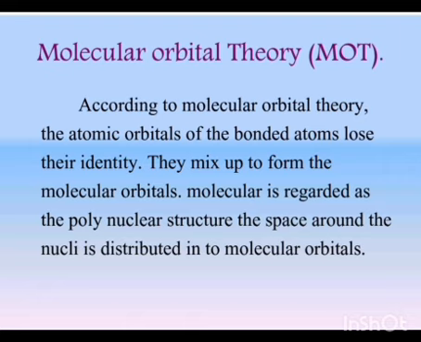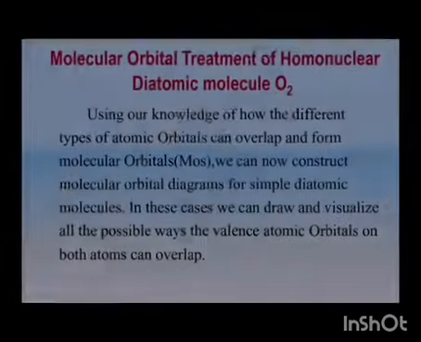According to molecular orbital theory, the atomic orbitals of the bonded atoms lose their identity. They mix up to form the molecular orbitals. The molecule is regarded as a polynuclear structure. The space around the nuclei is distributed into molecular orbitals.